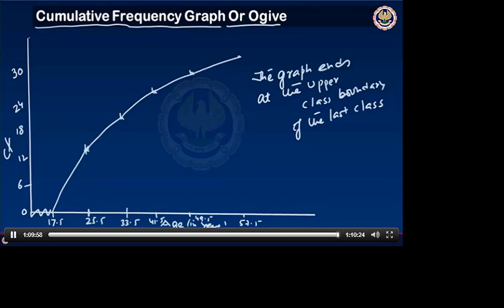So we have represented the frequency at this class, and the corresponding frequencies we can just put here as 13 here. Then it goes to 21. Then it is just 25. Then 28, and then finally 30. So this is a cumulative frequency graph, or called an ogive. So that solves our question.